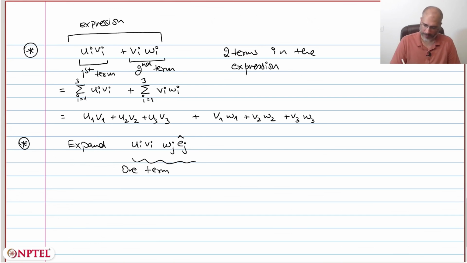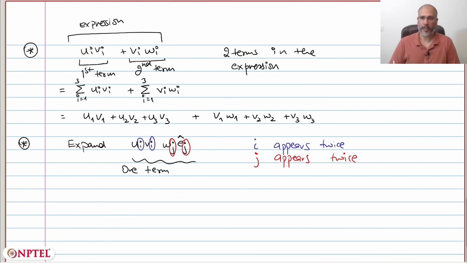If I look at the index i, it appears exactly twice in this mathematical term, and similarly the index j also appears exactly twice. So I can apply the summation convention, although I'll have to apply it individually over i and j in the same term. First let's apply it over i. And then, because it's multiplied with the wj, we'll apply the summation over j.